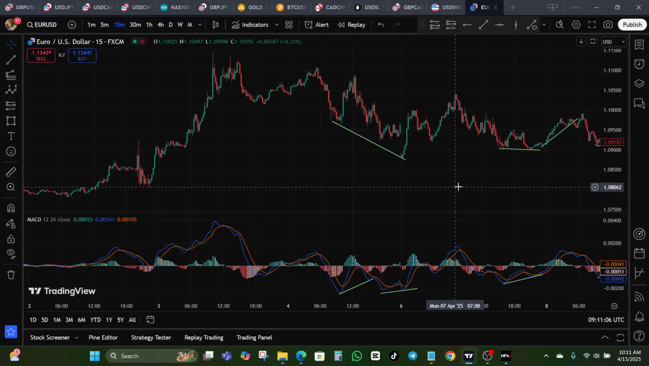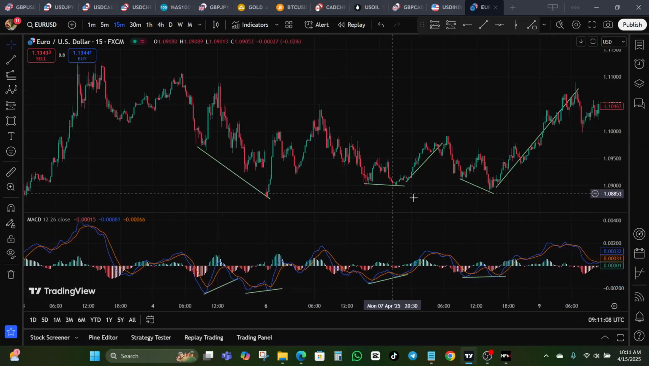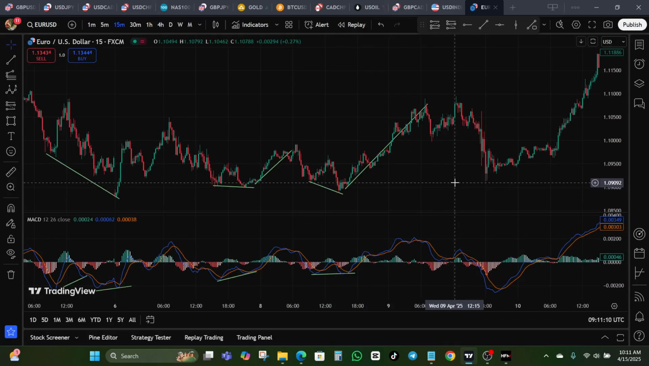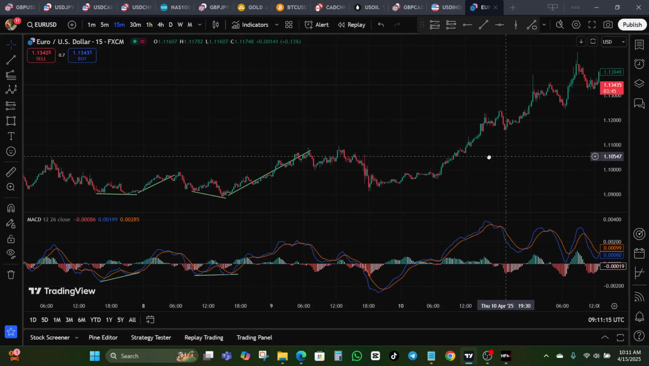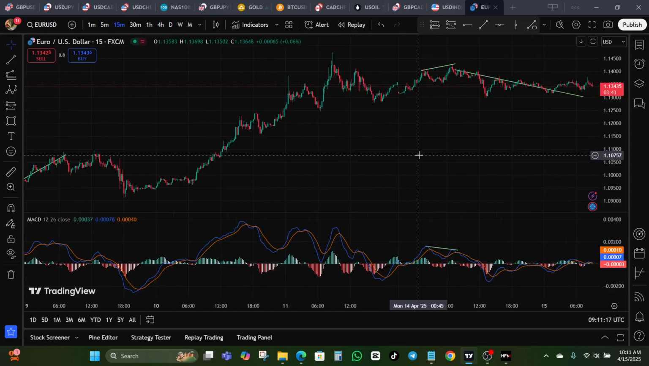On a bearish one, price forms higher highs while MACD makes two lower highs.